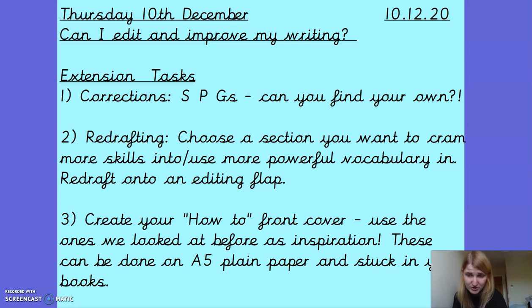Now you've got a couple of options here. I've uploaded our guide to editing little sheet that you guys normally have in your packs when it comes to editing. And so that should hopefully remind you, refresh kind of what SPGs are, any other codes that we would tend to use in your writing, any other ways we might mark.